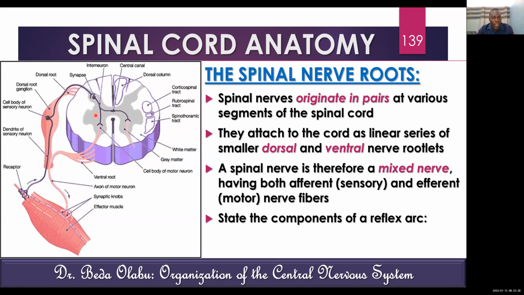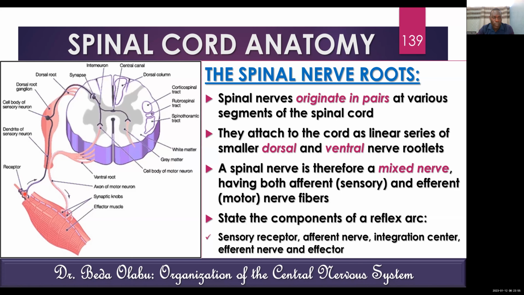Maybe when we are at this image, it is one of the best times to talk about the components of a reflex arc. It doesn't have to be spinal. So what are the basic components of a reflex arc? A reflex arc has the following components. One, there must be a sensory receptor that detects the stimuli. Once the sensory receptors detect the stimulus, it is relayed to the central nervous system through the afferent nerve. And so the afferent nerve is the sensory nerve.